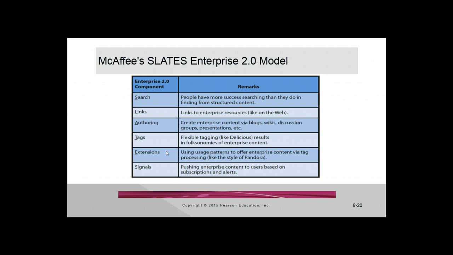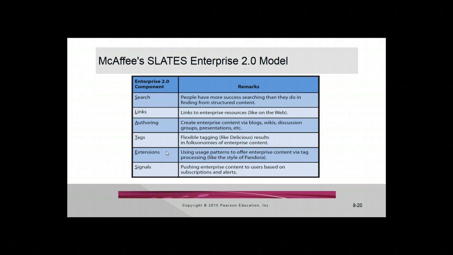Authoring. We can provide tools so that our employees can author content, create content as part of our organization. We talked about tags. You guys know what tags are very well. Tags are flexible tagging, like Delicious results. We also call it folksonomy. Taxonomy means how we classify things. A folksonomy is how people classify things. The last two things I don't think we talked about, and these are very, very powerful. Something called extensions.